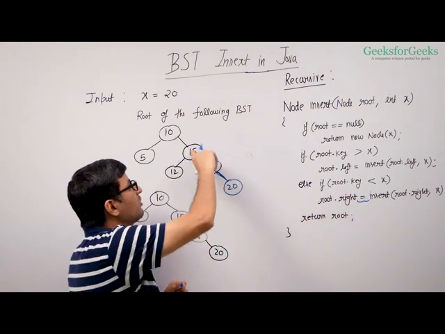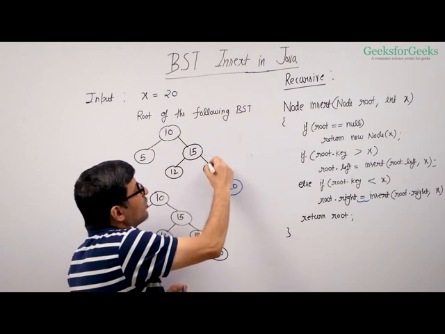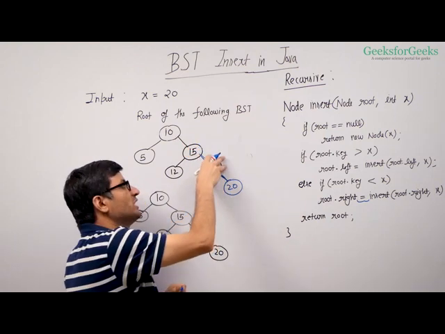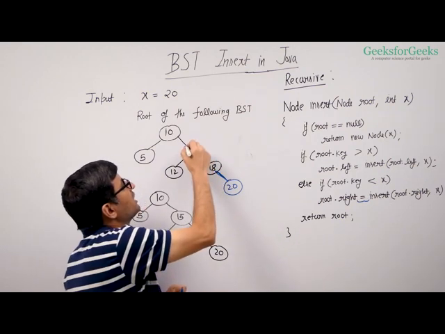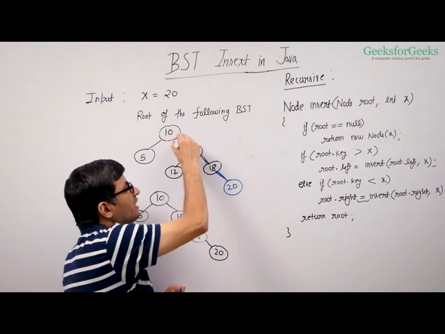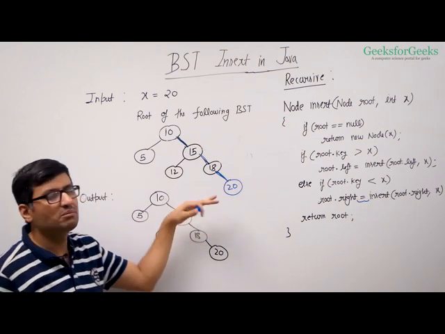Then the control again goes back to the parent call and they simply overwrite the same value. 18 was anyways right of 15 and it again overwrites the same value. 15 was anyways right of 10, it overwrites the same value. And you get your modified BST.